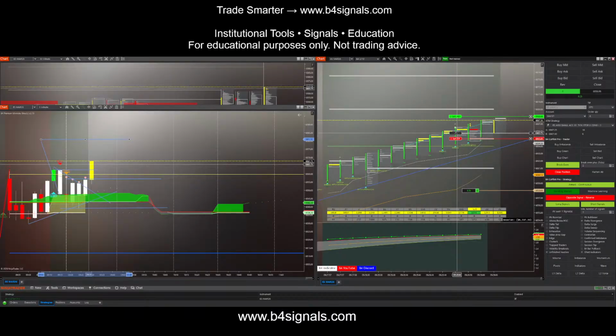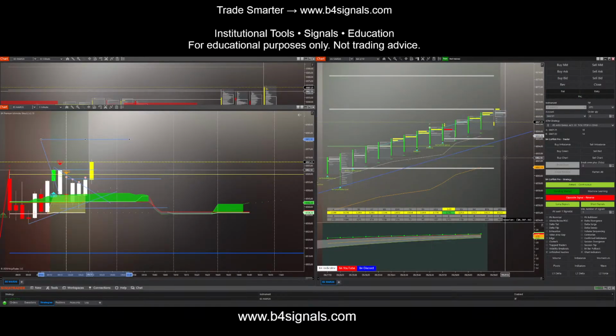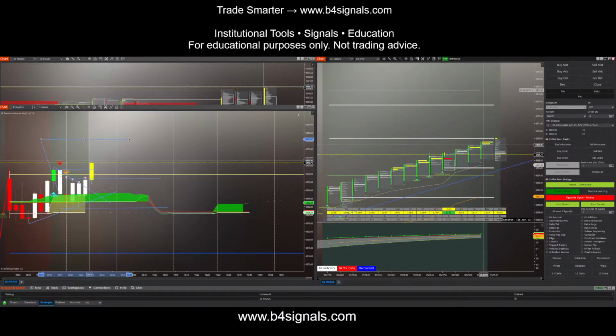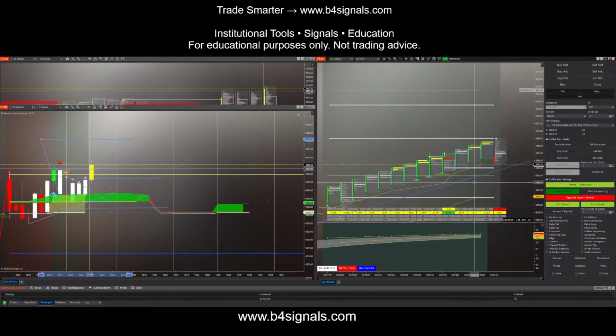We'll just trail this target. Order filled. That's our target, right there, already laid out for us, guys. 68, 69, using our footprint.